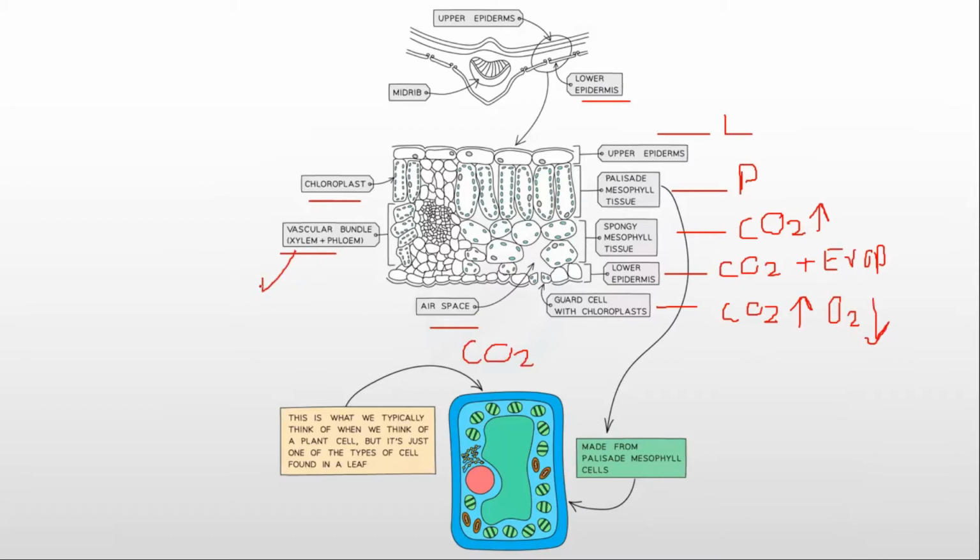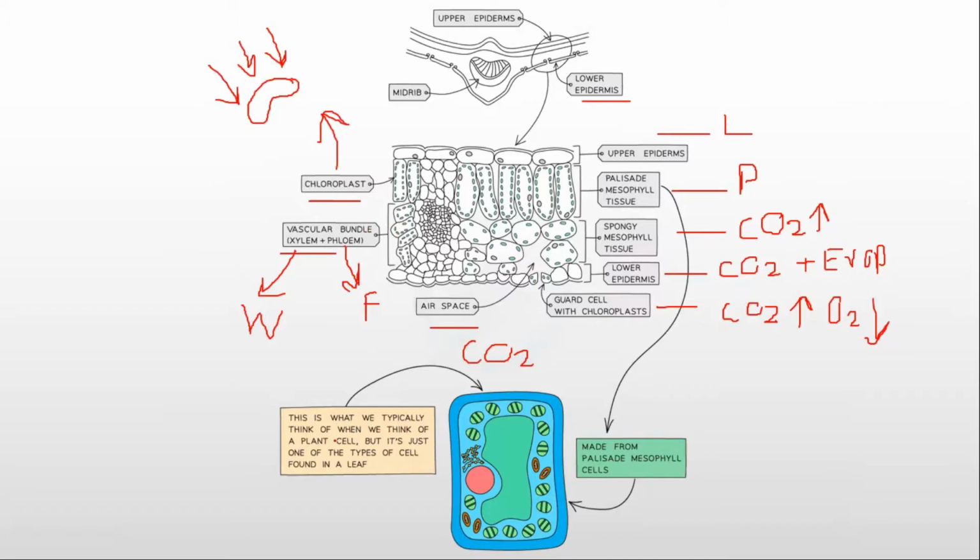Vascular bundles, we have xylem, we have phloem, phloem for food and sucrose, xylem for the transportation of water. Chlorophyll is for trapping the light energy. They contain these chloroplasts which trap light energy. And this is the whole structure of the leaf we need to know.